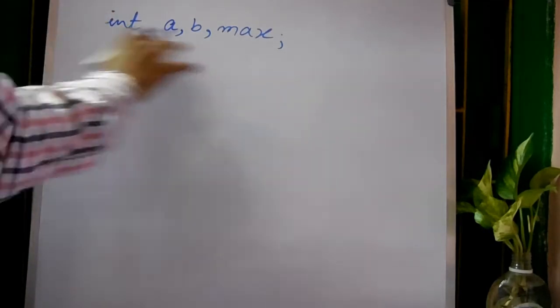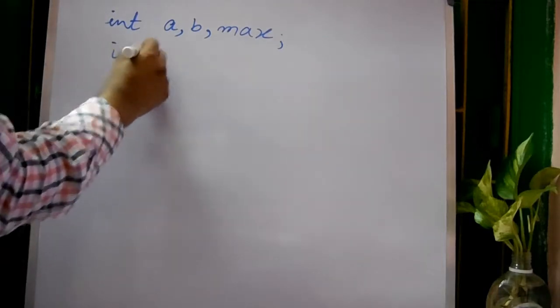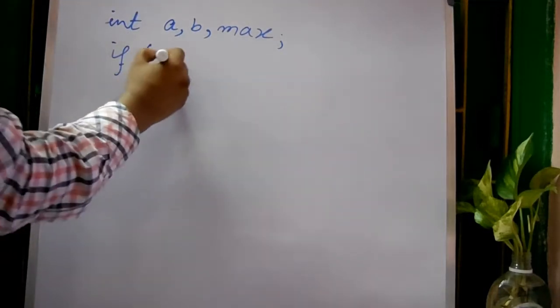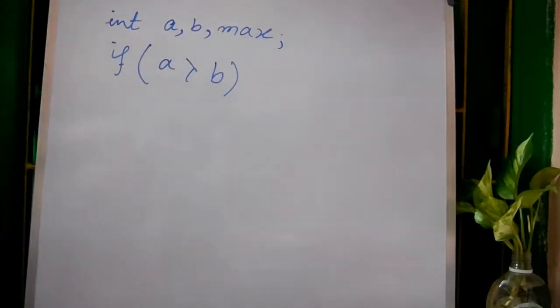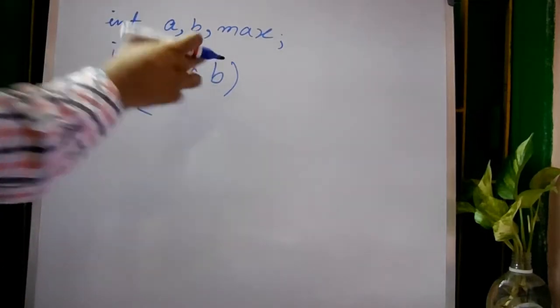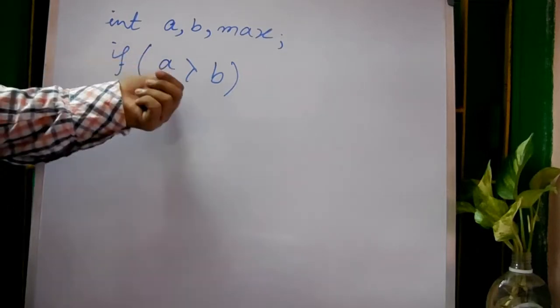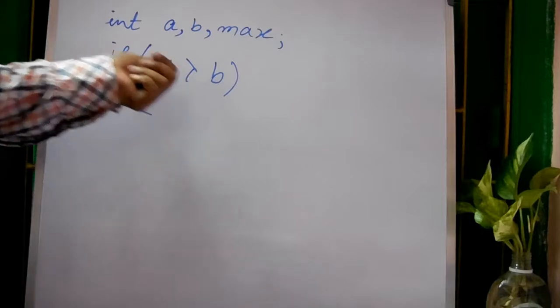After that, we will start the if condition. The condition will be like this: if the value of a is greater than b, then what will happen? If the value of a is greater than b, you can automatically understand that a is the maximum, because if a is greater than b, a will be maximum.